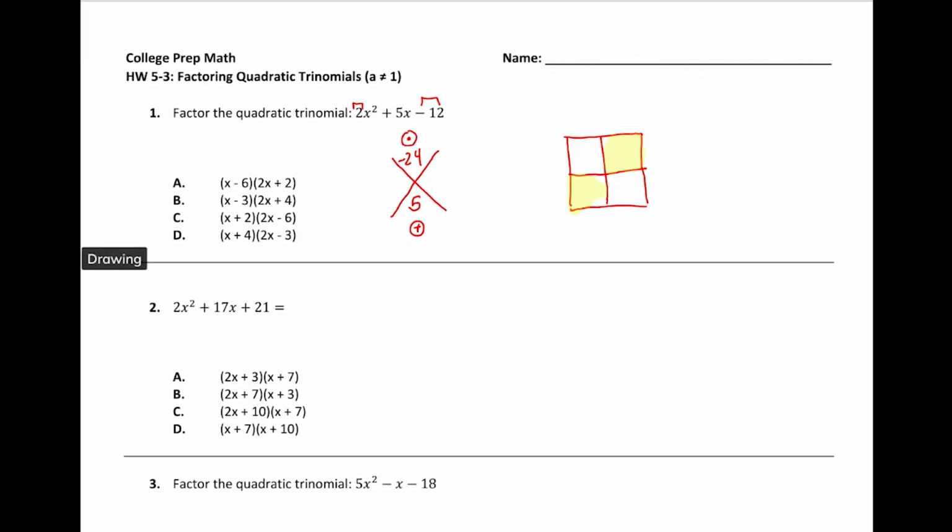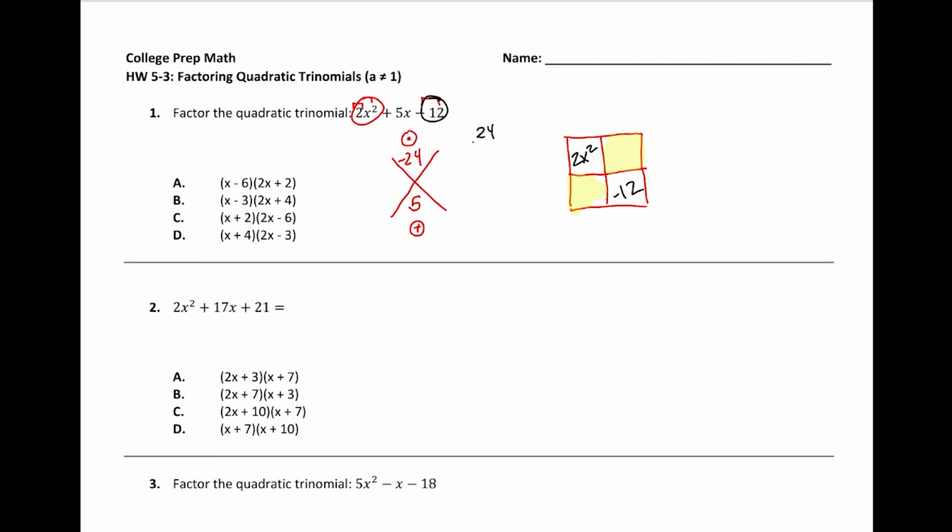In the top left, that will be just whatever the leading term is, so I'll just lock that in as 2x squared. And then the constant term, negative 12, goes here in the bottom. So after you come up with your big X, you want to come up with two numbers that multiply to give me negative 24 and add up to 5.